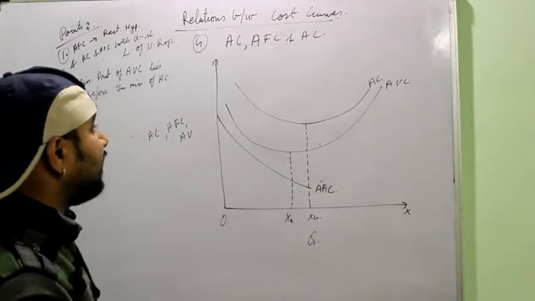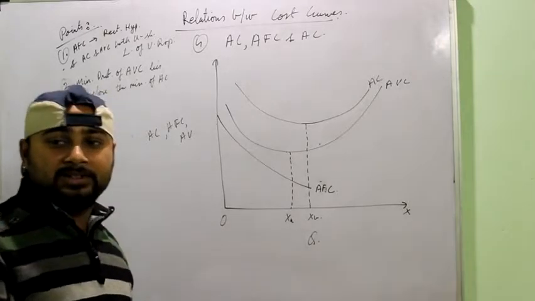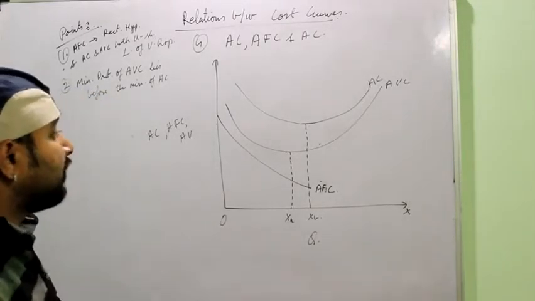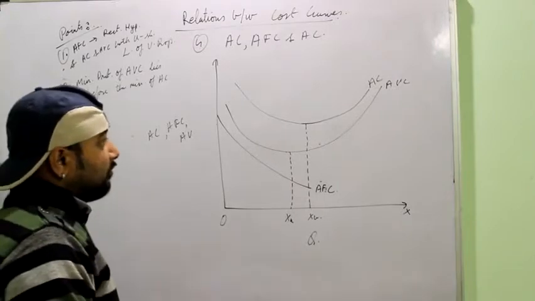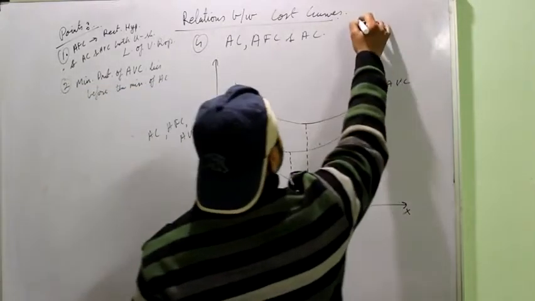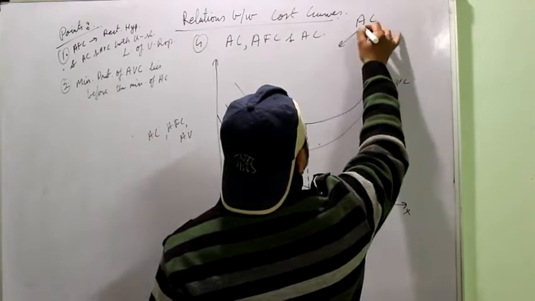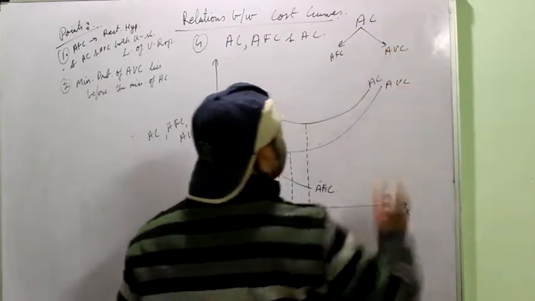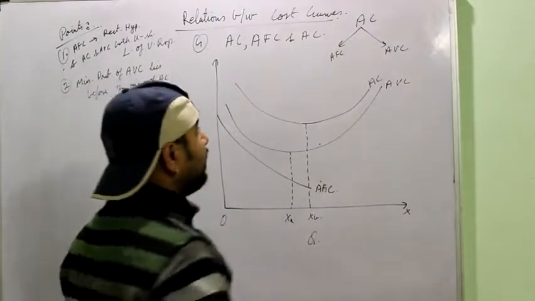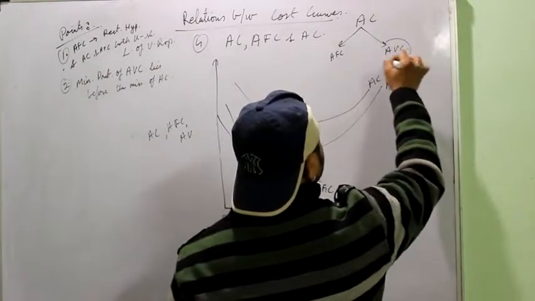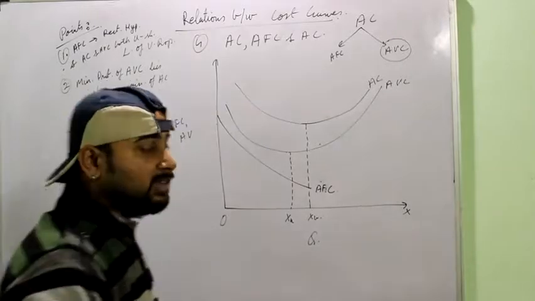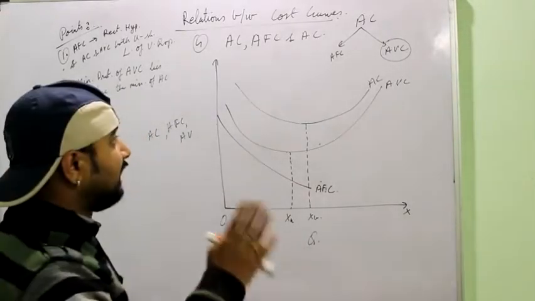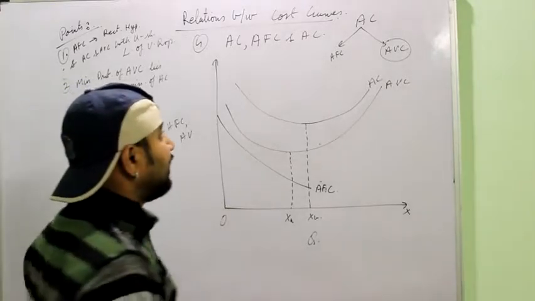Or you can say that AC will keep on falling even when ABC is rising for a certain level. That is again between XA and XB. Why does this happen? This we have to understand in detail. See, AC contains both AFC and ABC, while ABC is having only the variable cost. You can understand it this way: AC contains the fixed factor as well as the variable factor, while ABC contains only the variable factor.